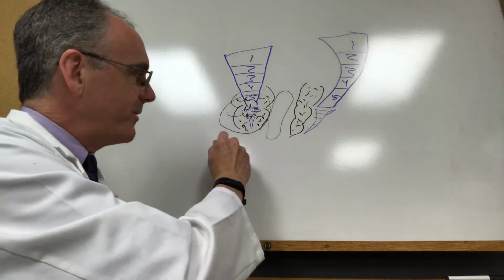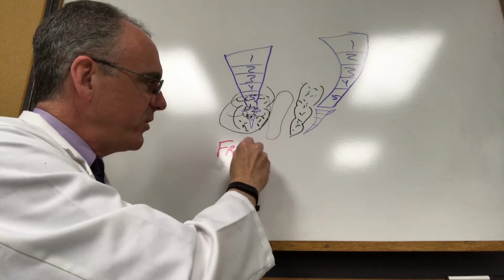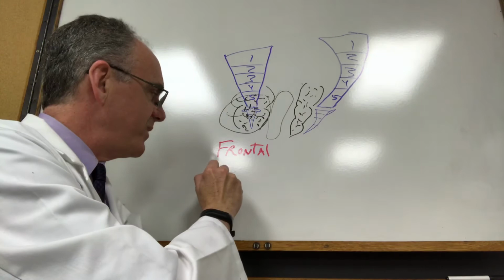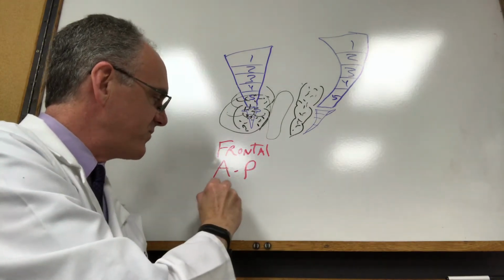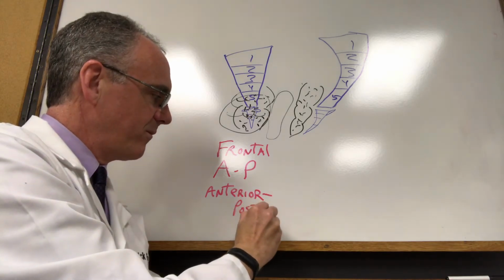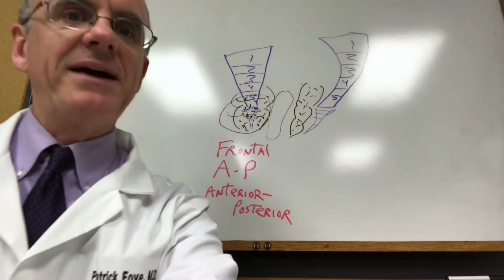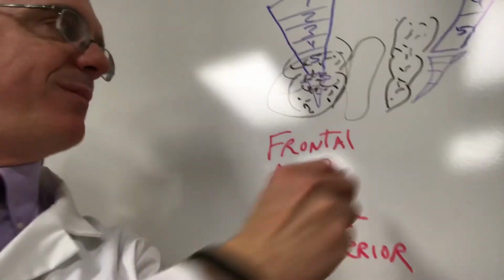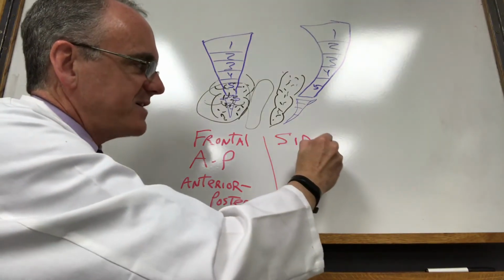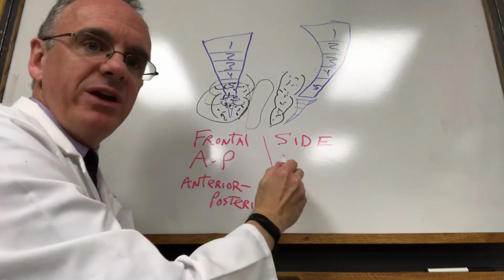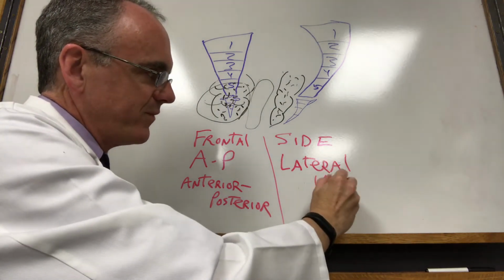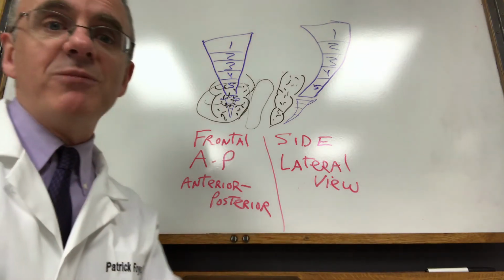So again, this is our front view, or in medicine we'll call that a frontal view, which is sometimes referred to as an AP view, which stands for anterior to posterior view. So that's there, as opposed to over here, where we have our side view, which medically we call that a lateral view. Now I'm talking about x-rays.